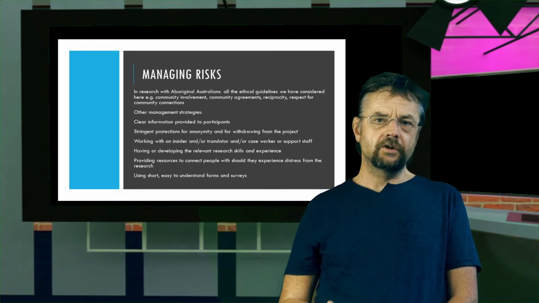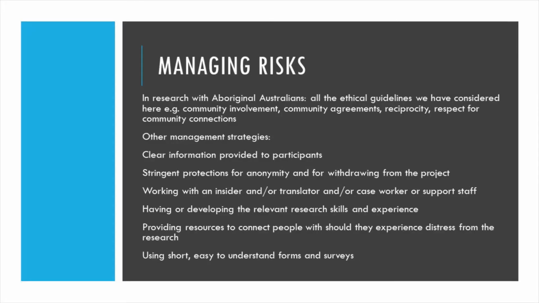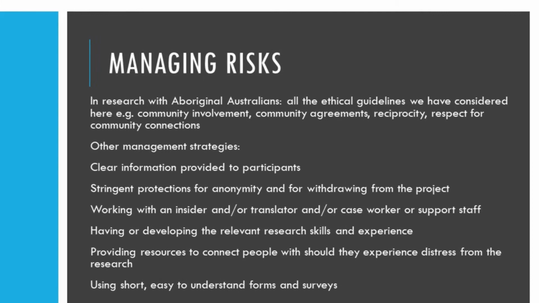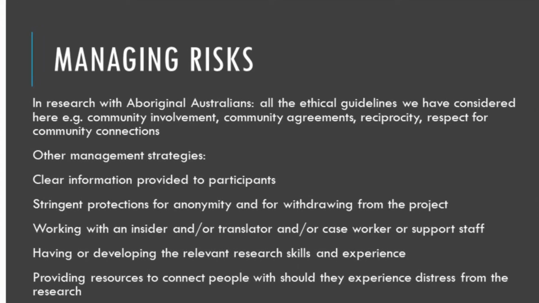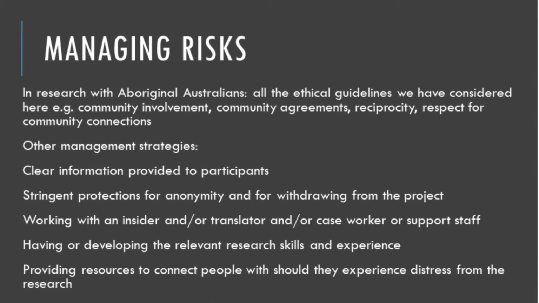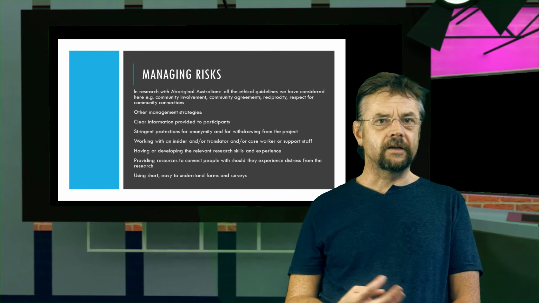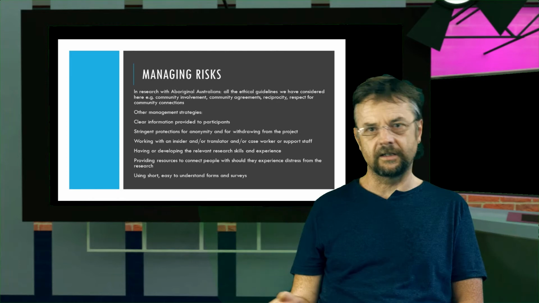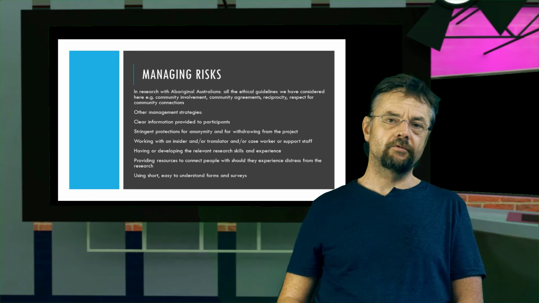So in research with Indigenous Australians, we would be making sure we cover all the ethical guidelines that I've outlined before. In addition to this, we'd need to demonstrate community involvement, that our project involves the Indigenous community, and having written agreements and reciprocal processes in place, and show a clear respect for community connections and so on. So these are the things you'd have to demonstrate in an ethics application involving Indigenous people. These are additional things that you would ordinarily see in an ethics application for an otherwise high-risk project.